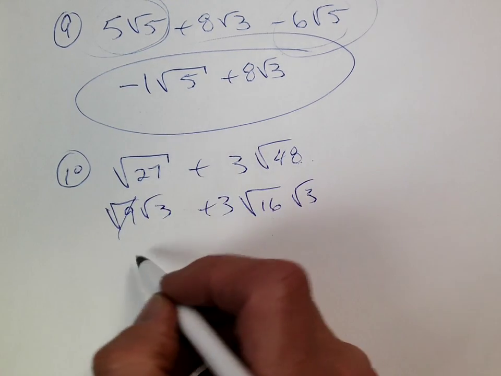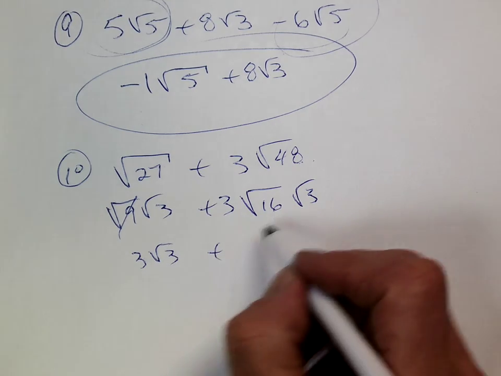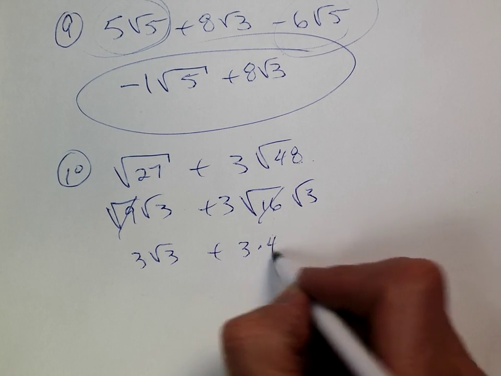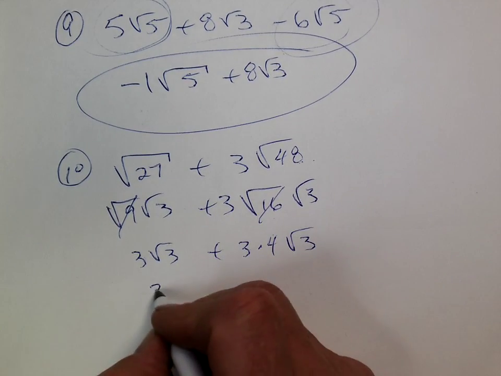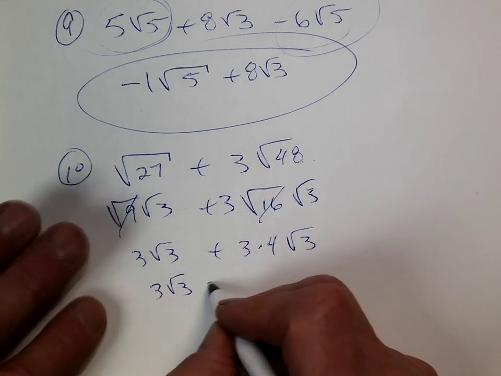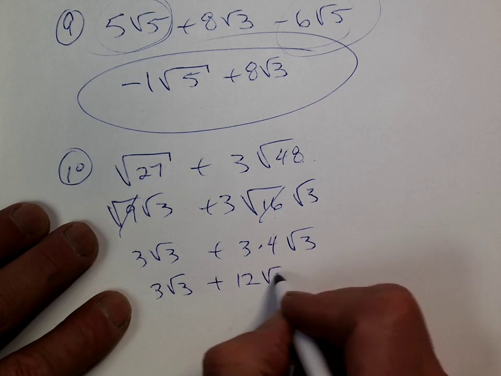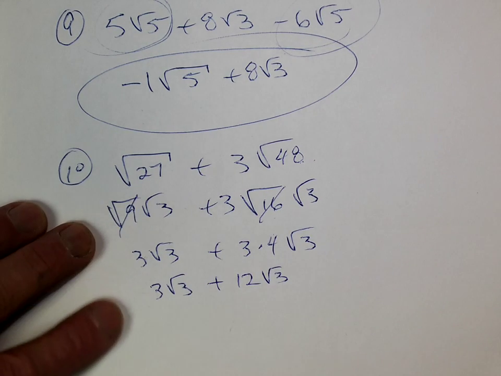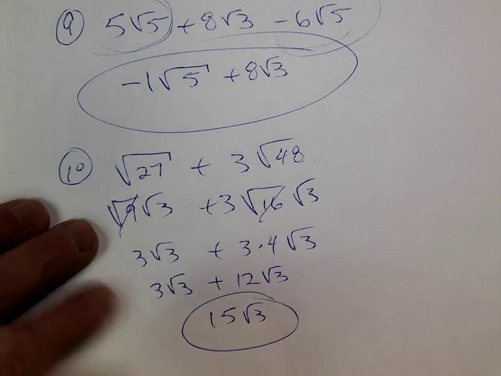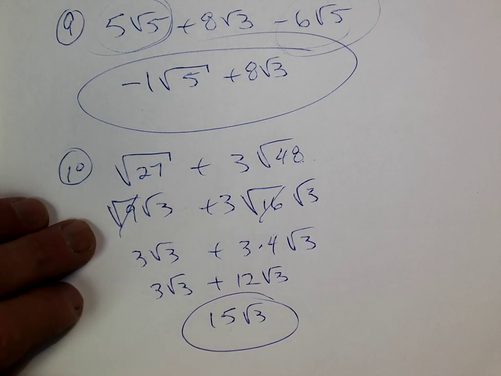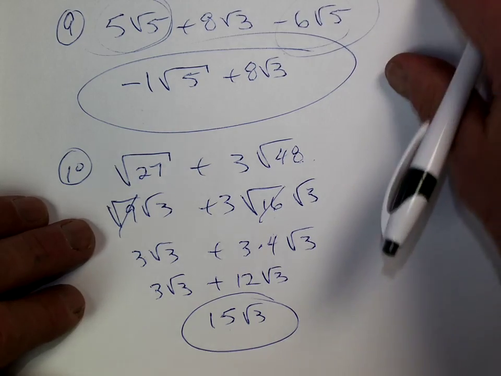So square root of 9 is 3. Square root of 16 is 4. Okay. So I have 3 square root of 3 plus 12 square root of 3. And now I can add them because they're the same, right? Which gives me 15 square roots of 3. Alright, slide it up a little bit.